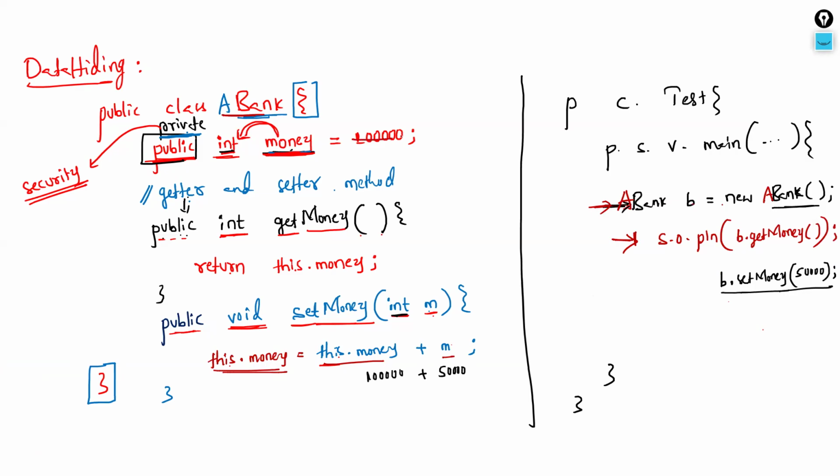So now what will be updated? 1,50,000 is the current latest value of this private variable. Correct or not? So what is set doing? Set is only setting. So after setting, again I want to call get. What will this give?